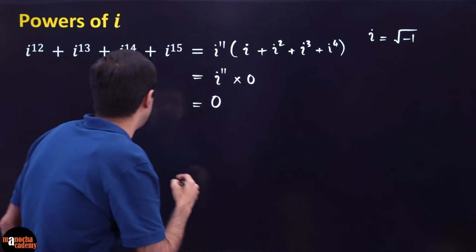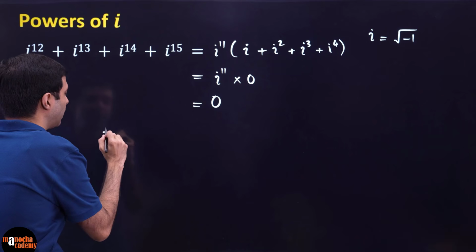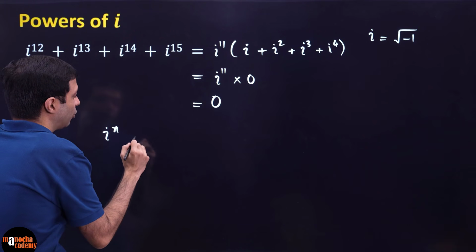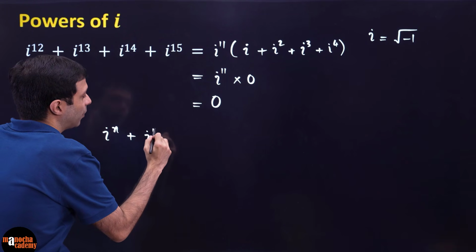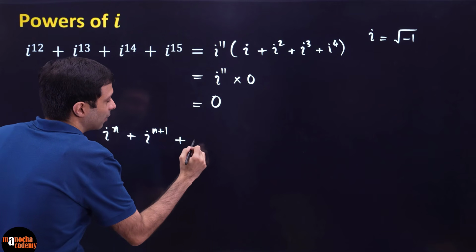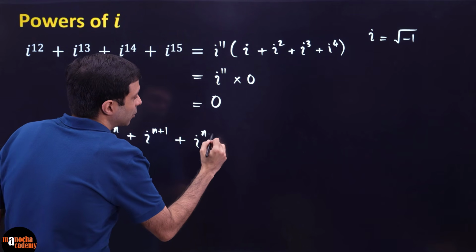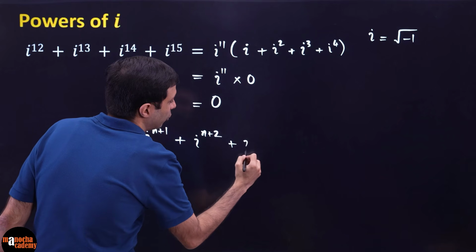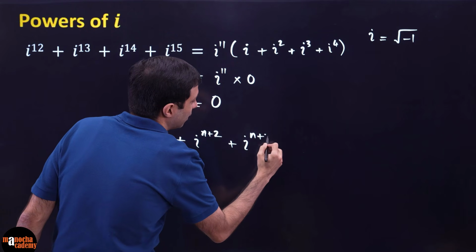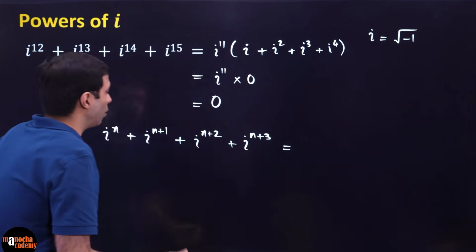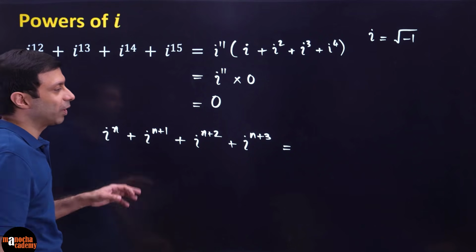So what am I saying here? I am claiming that if you take any consecutive powers of I, like I to the power n plus I to the power n plus 1 plus I to the power n plus 2 plus I to the power n plus 3, you can always take I to the power n minus 1 common.